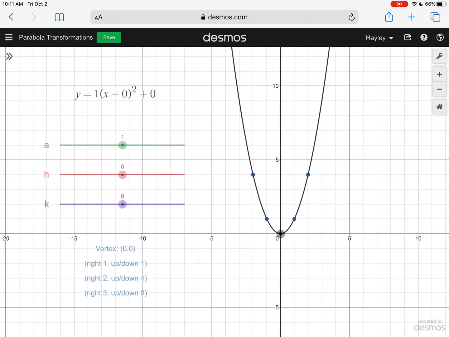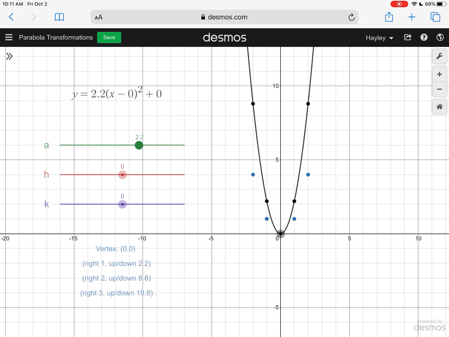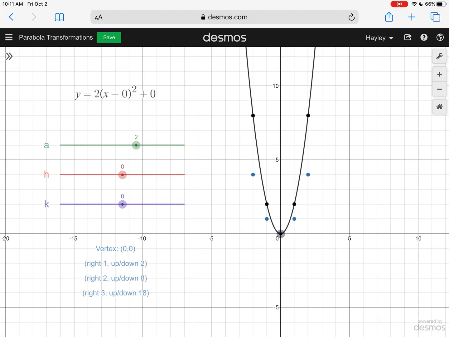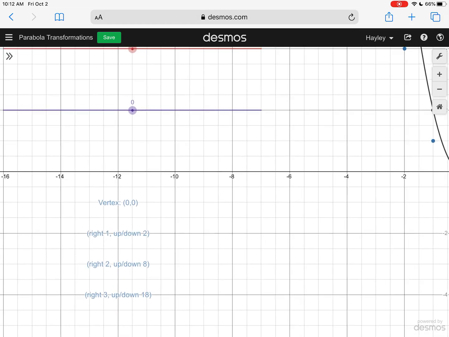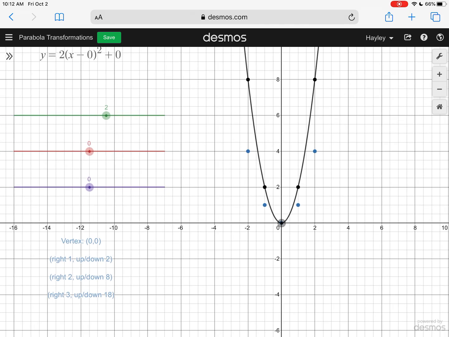And let's talk about stretch really quick. So I'm going to stretch this by 2. I'm just going to leave it by 2, and those blue points on this graph are the original parabola, so we can compare with the original parabola what this new one looks like. If our stretch factor is 2, those points are no longer over 1, up 1, and over 2, up 4. Instead, this one is over 1, up 2, over 2, up 8.